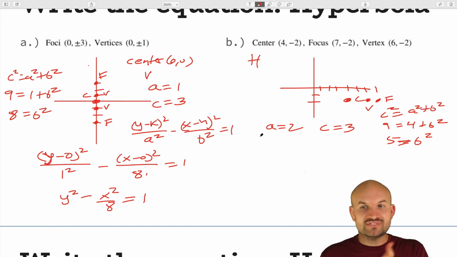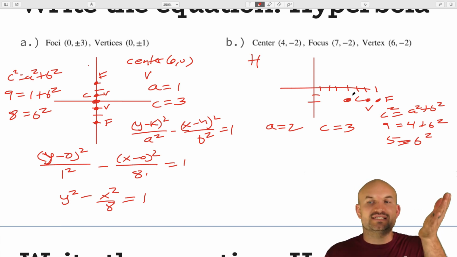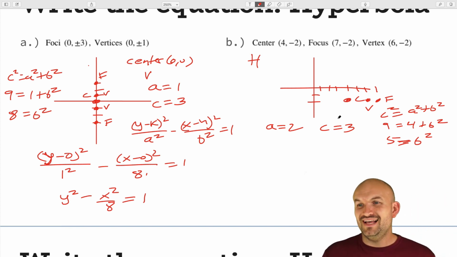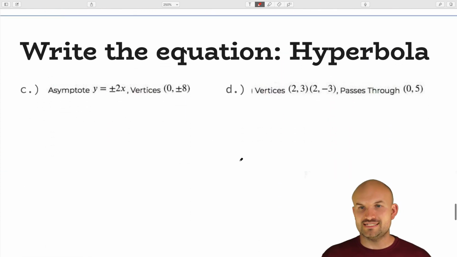Okay, and again, you're just counting. a is the distance from the center to your vertex. c represents the distance from your center to your focus. And now we have all the information we need, right? Because remember, this is our h and that's our k. So this is horizontal, so it's going to be x minus 4 squared over a squared, which is 4, minus y minus k. So y minus -2 would be y plus 2 quantity squared over b squared, which is 5, equals 1.